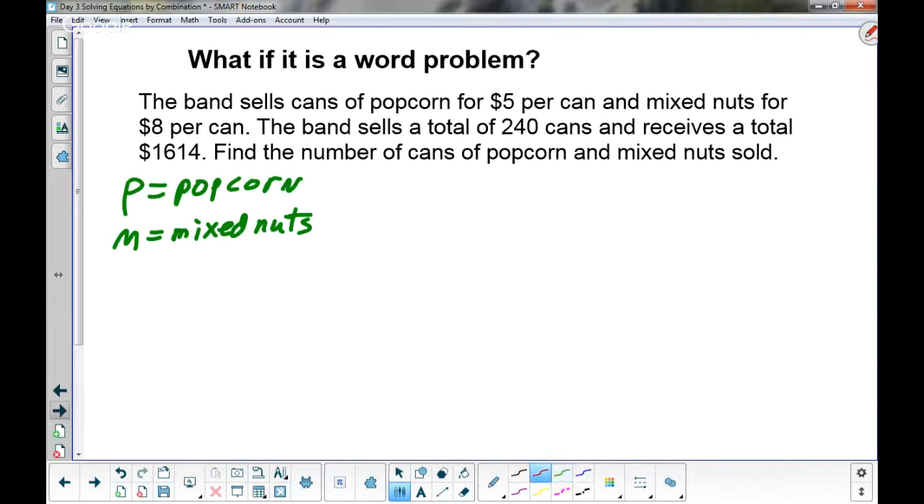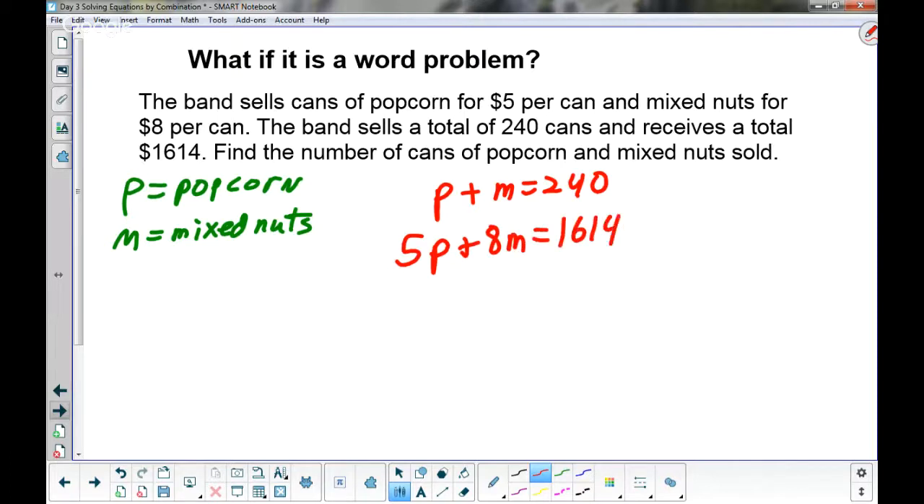All right, so thinking my first one, P and M, we don't know how many popcorn cans, we don't know how many mixed nut cans, but we know we sold a total of 240 cans. So P plus M equals 240. That's going to be my first equation. And then my second equation is going to be my value one, and I know it's $5 for every popcorn plus $8 for every mixed nuts is now equal to 1,614.